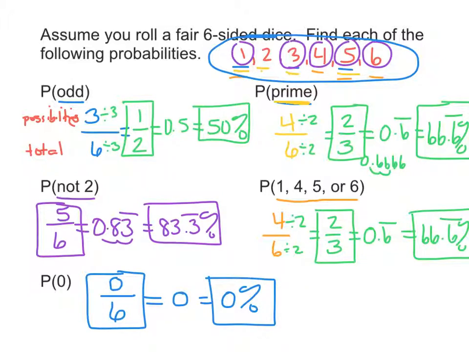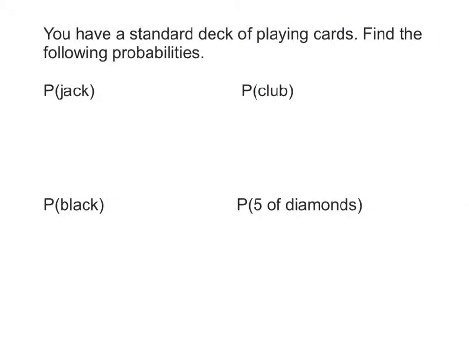So those are some examples of simple probability based on dice rolling. Let's take a look at another scenario. In this scenario, it says you have a standard deck of playing cards. Find the following probabilities. Some of you might be very familiar with a deck of playing cards, and some of you might not, so I'm going to write down some of the important information.